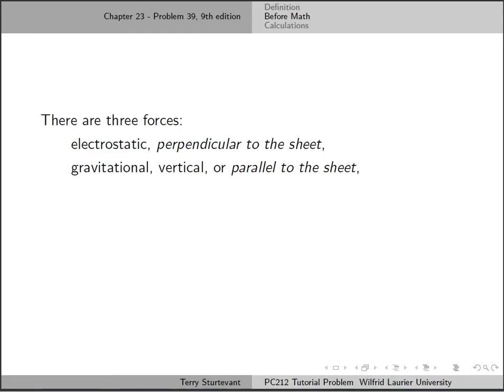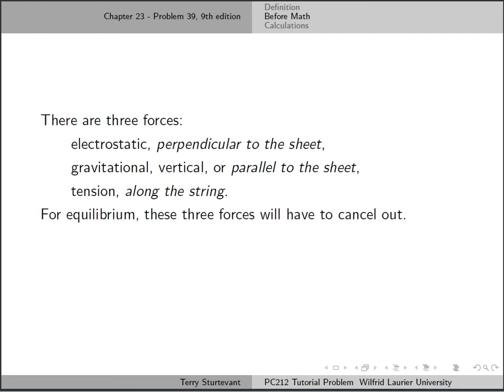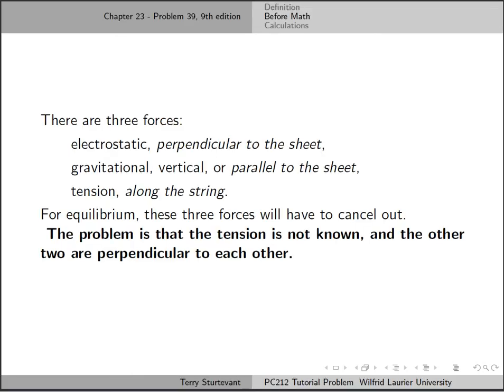So there are three forces. The electrostatic force, which, as I said, is perpendicular to the sheet. The gravitational force, which is vertical, or parallel to the sheet. And the tension, which is along the string. So, in static equilibrium, these three forces have to cancel. The difficulty is that we don't know what the tension is, and the other two forces are perpendicular to each other, so we can't simply set them equal to each other.